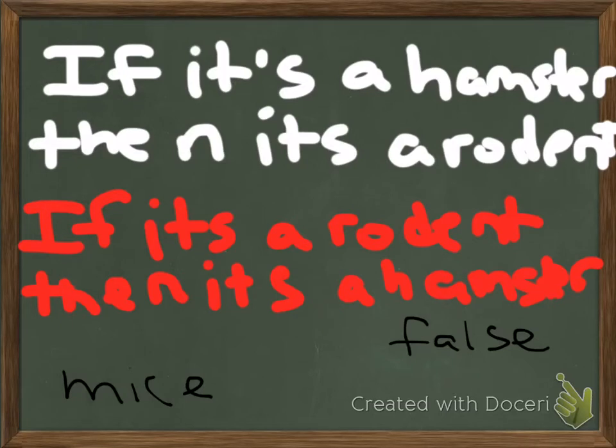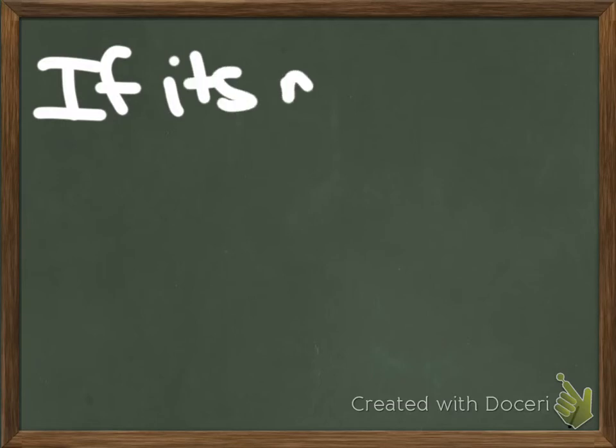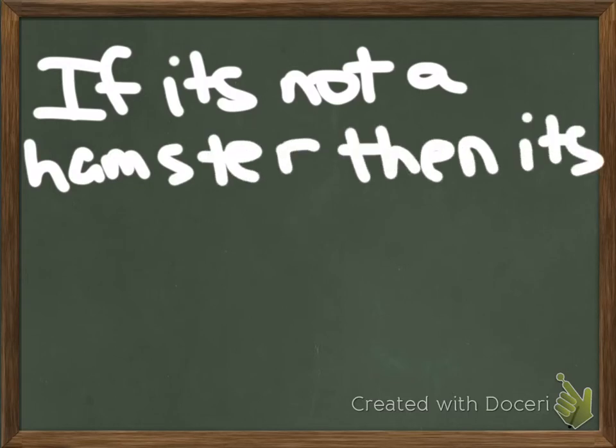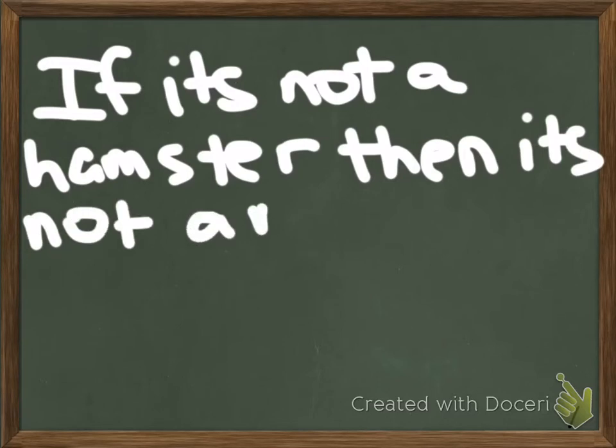The inverse means we just negate, or we put a not in front of each statement. So we have, if it's not a hamster, then it's not a rodent. And we go with the original statement when we do this. So if it's not a hamster, then it's not a rodent.